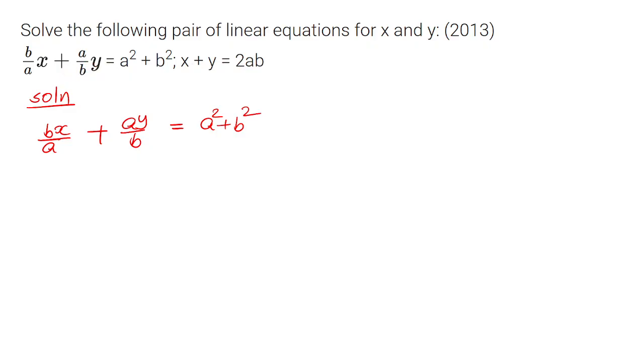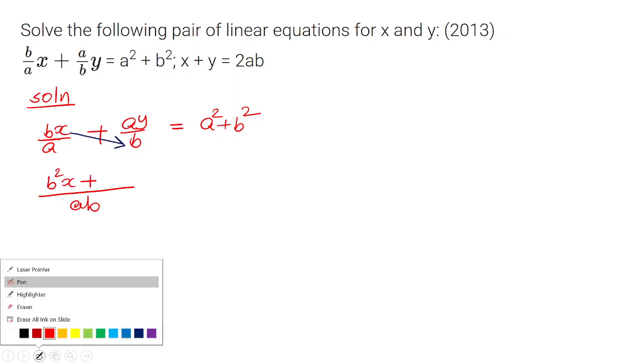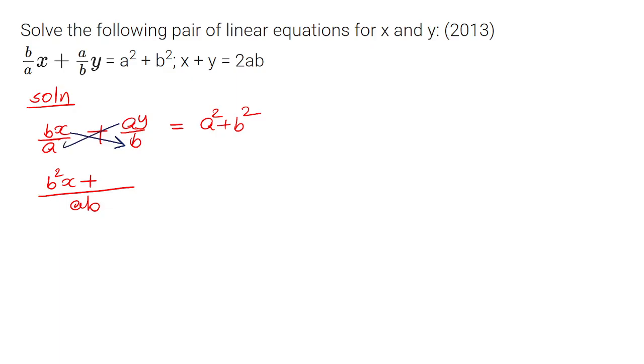So let me remove it. Multiply the denominators a and b. You will get ab. Do the cross multiplication. bx into b will be b square x. ay into a will be a square y, equal to a square plus b square.